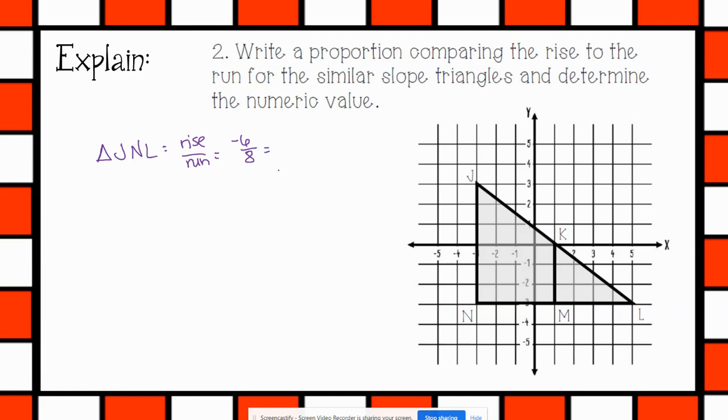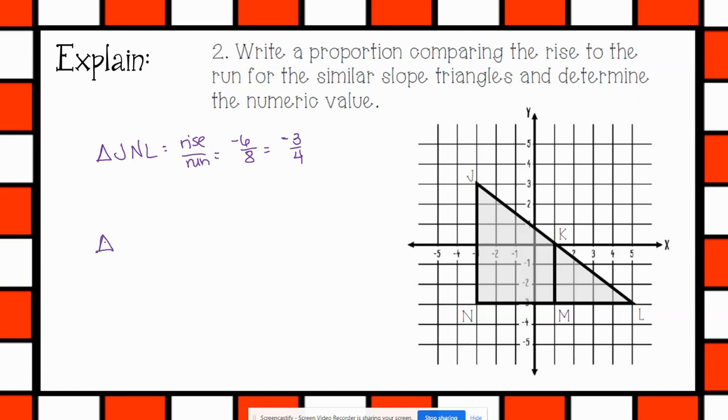Well, I would want to simplify that. And I would not want to simplify that to a decimal. I would just want to put it in a fraction in simplest form. Well, 6/8 can be simplified to 3/4. So this is going to have a slope of -3/4.